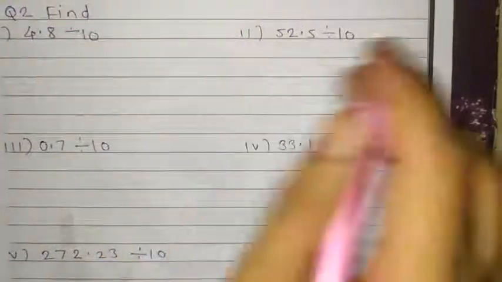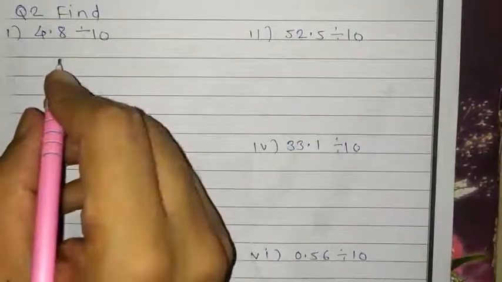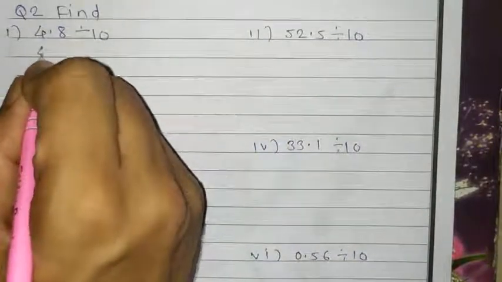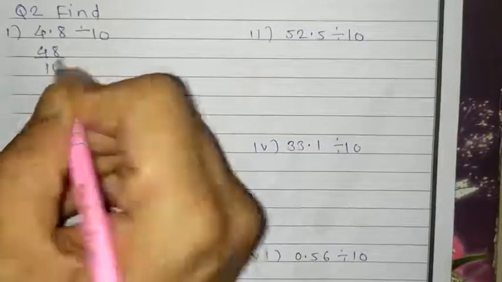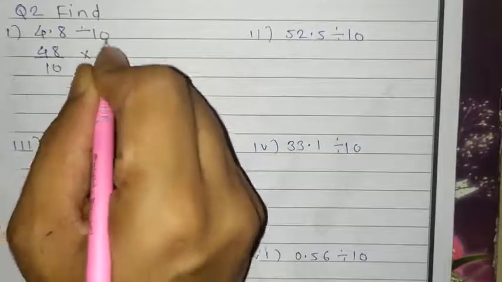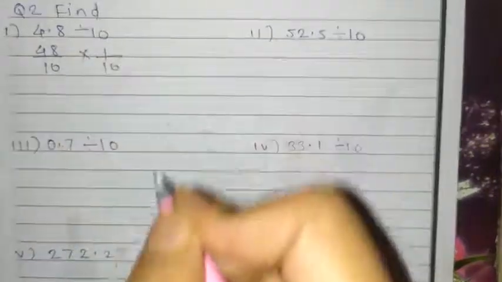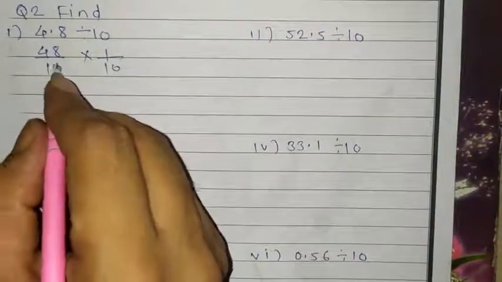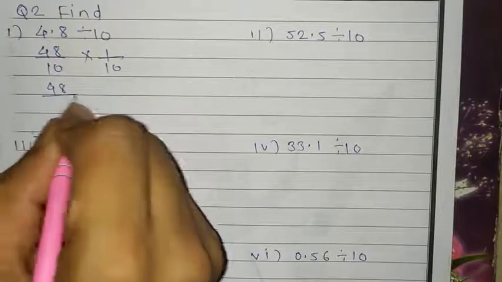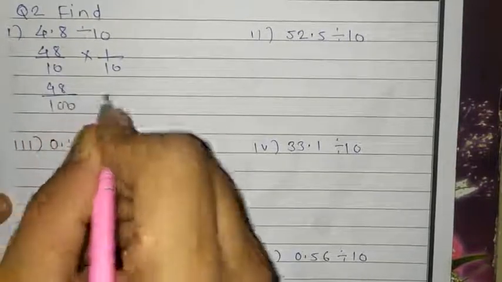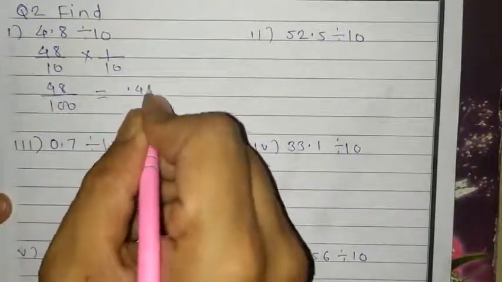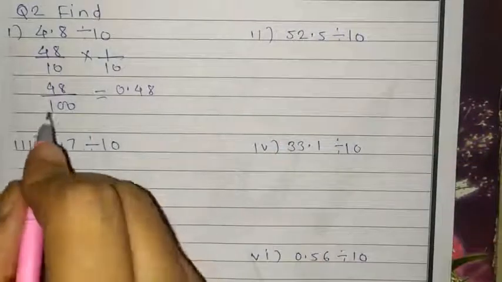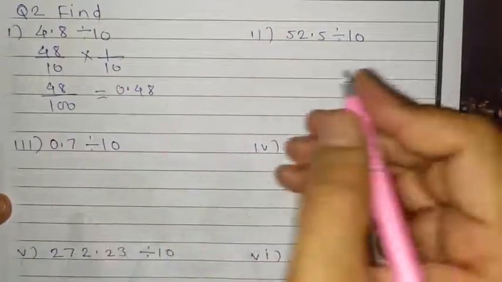So our next question is question number 2. Here the first one is 4.8 divided by 10. So you have to remove its decimal point, 48 upon 10. Change the sign and do its reciprocal, that is 1 upon 10. So in this way you have to simplify that, and then do multiplication downside. 10 into 10 is 100. So its answer is 0.48. This is the answer because after the point 2 numbers.